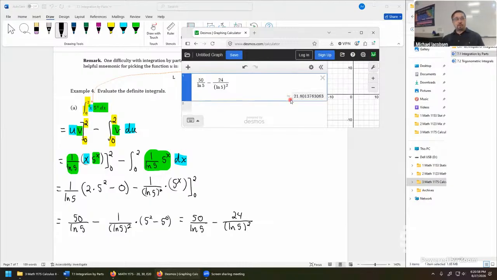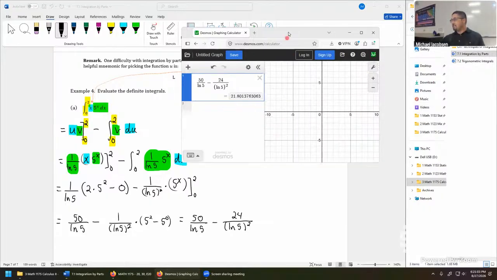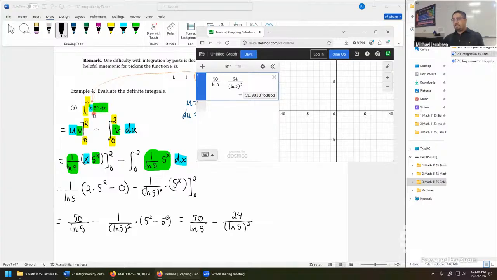That's what I wanted to see. I was hoping to get a positive number. The reason for that is our integrand is a non-negative function on the domain from 0 to 2. So finding the area under that curve, x times 5 to the power of x, it better give us a positive number, right? If that was negative, something's gone horribly awry.